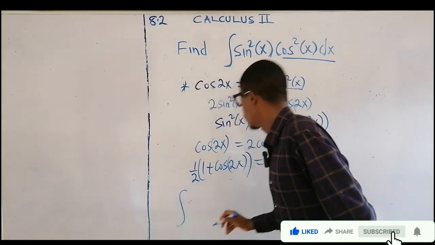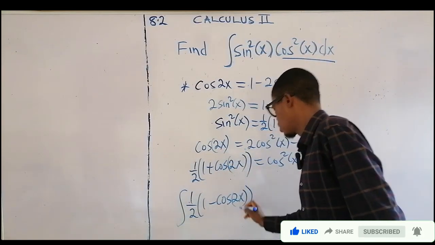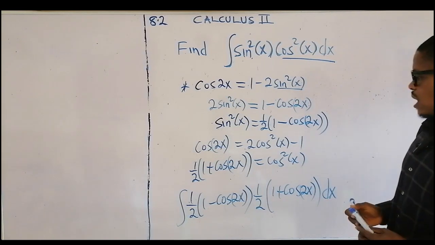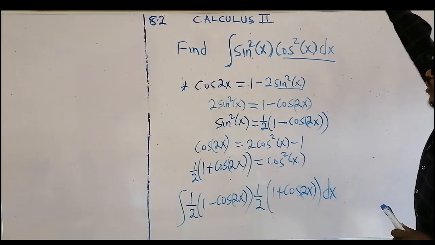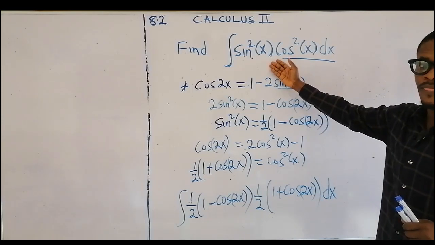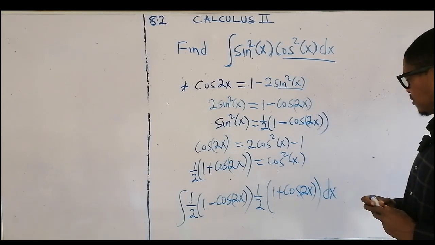Our question will now become this one. We have the expression for that, and then the other one, so dx. So that's what we have for this case. And the reason for these trig identities is that there is no direct table for this. The only approach for this question is to use a trig identity.